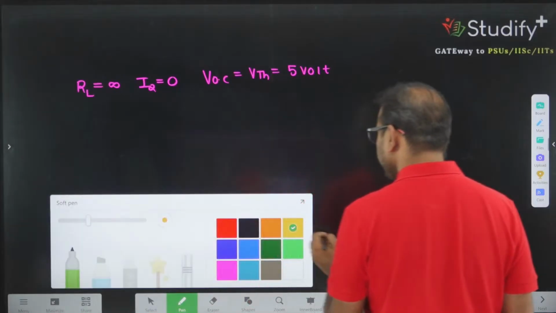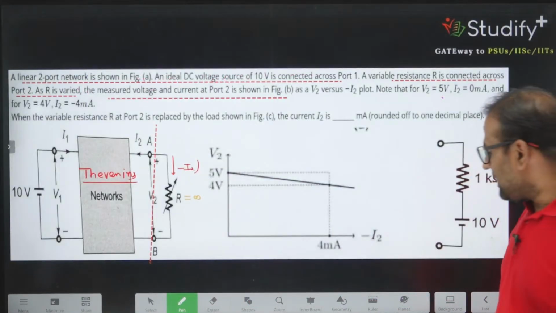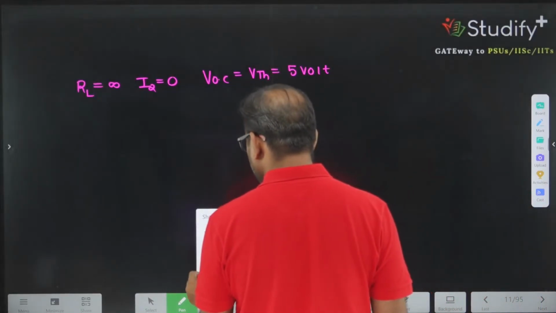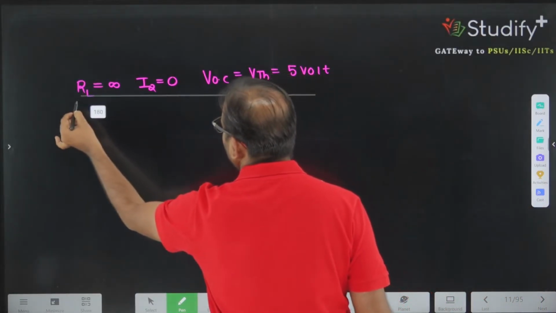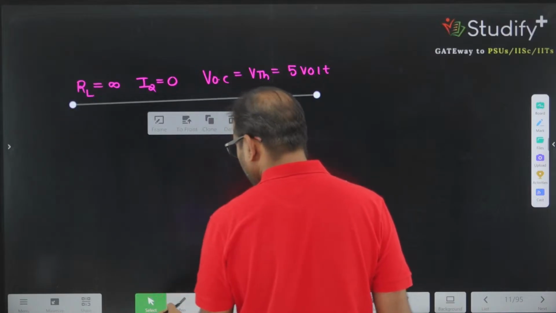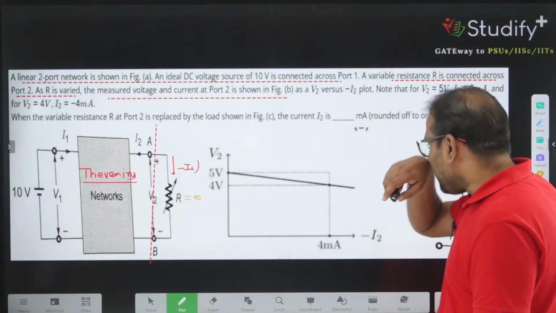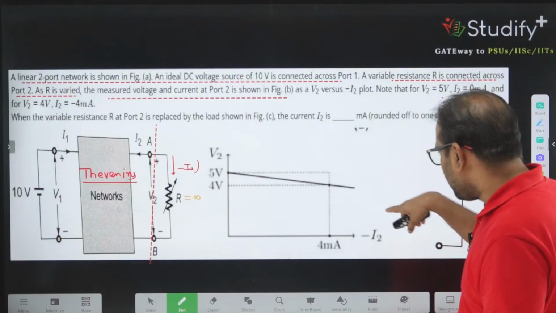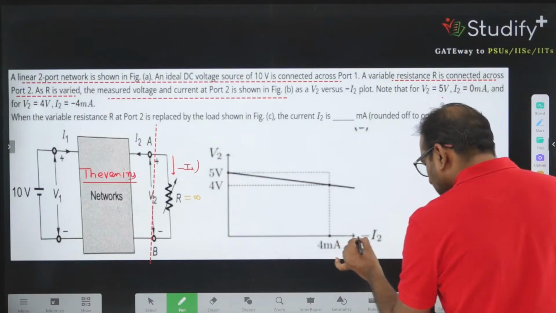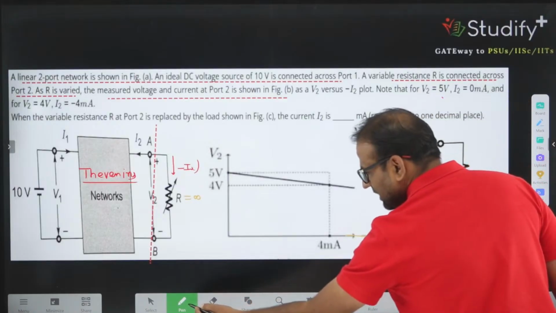What else is given? This is one of the pieces of information I can identify, because as we know, the point where current is 0 is known as the open circuit voltage. Now, next point. Can I write the equation for this line so that I can calculate? Because this line will intersect.